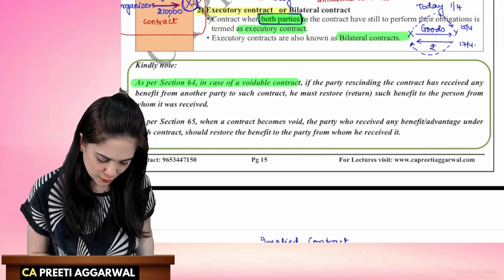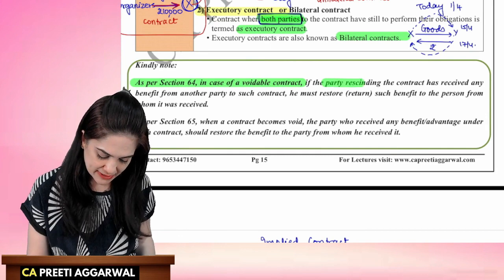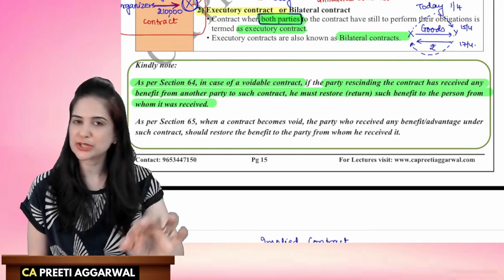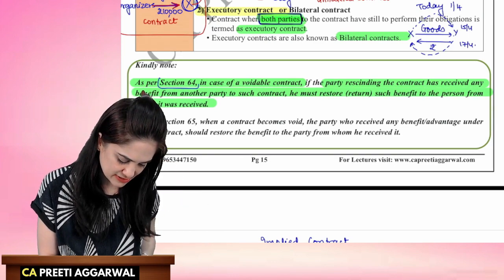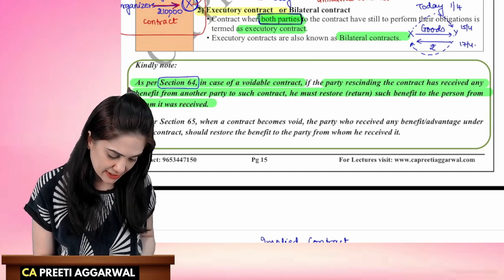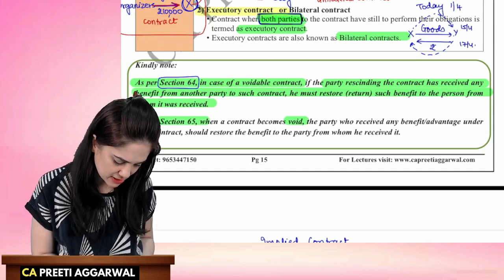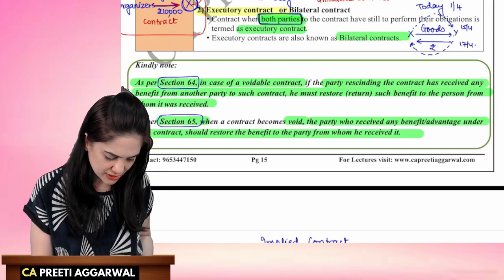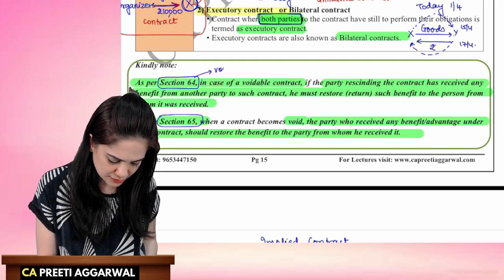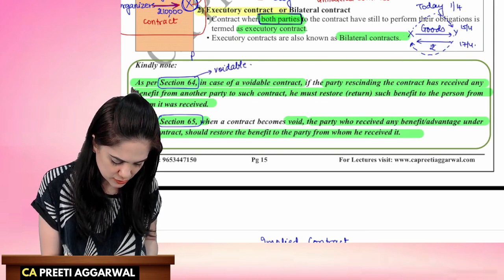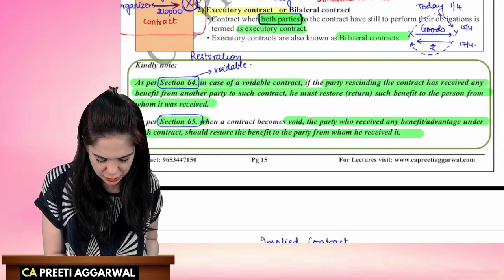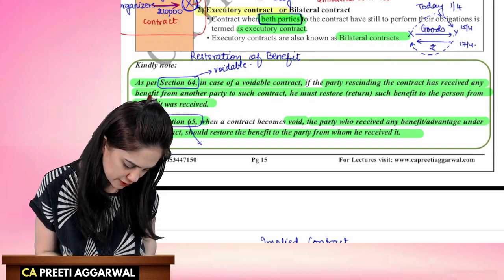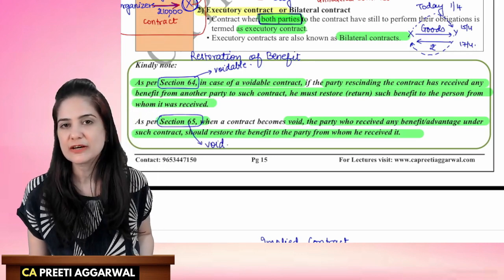As per section 64, in case of a voidable contract, the party rescinding the contract, if they have received any benefit, will have to restore it. So restoration of benefit in case of a voidable contract is covered under section 64, and restoration of benefit in case of a void contract is covered under section 65. So the person who has received the benefit will have to restore it. So voidable contract is covered under section 64. So this is restoration of benefit. And in case of a void contract, restoration is covered under section 65.